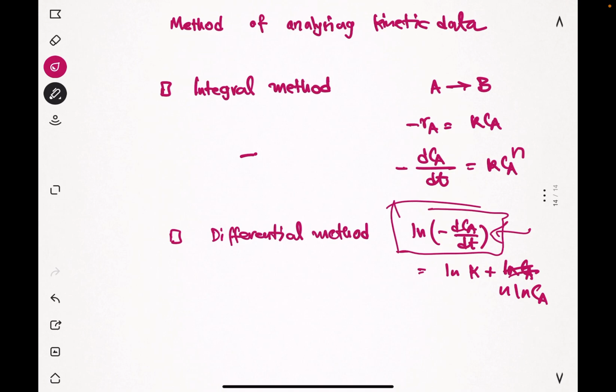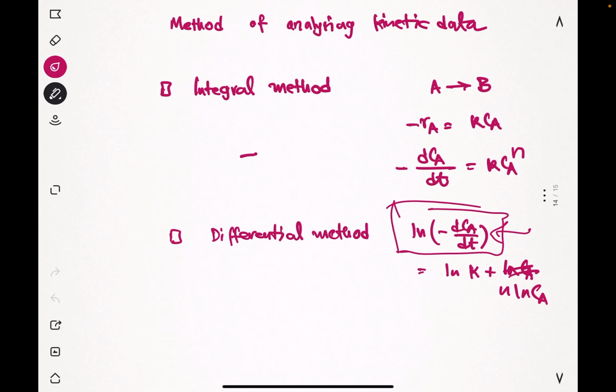Now, as I have mentioned, we are focusing on batch reactors here. Visualizing a batch reactor is very easy. It's just like a beaker. Maybe not open to the atmosphere, but even if it is open to the atmosphere, we can call it a batch reactor. So this is fine.